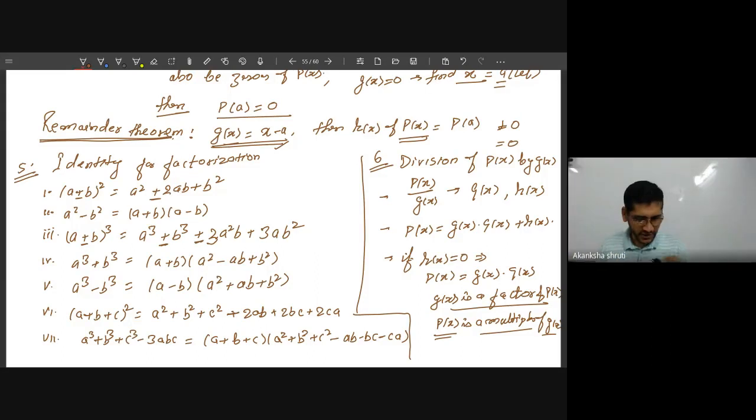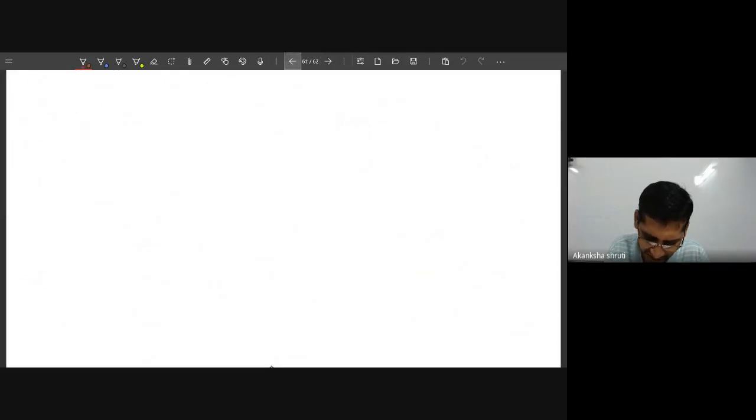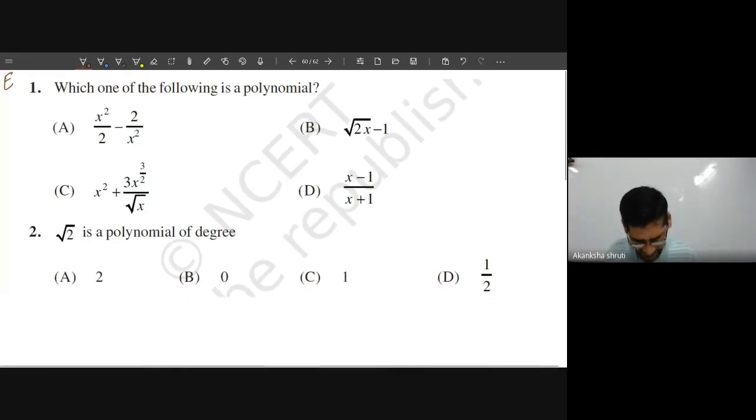So students, let us go for solving some of the questions. Whatever concepts we have learned, each and every concept we will do. Let us see this question first. The question number 1. This is your exemplar problem, exercise 2.1, question number 1. Which one of these is a polynomial?